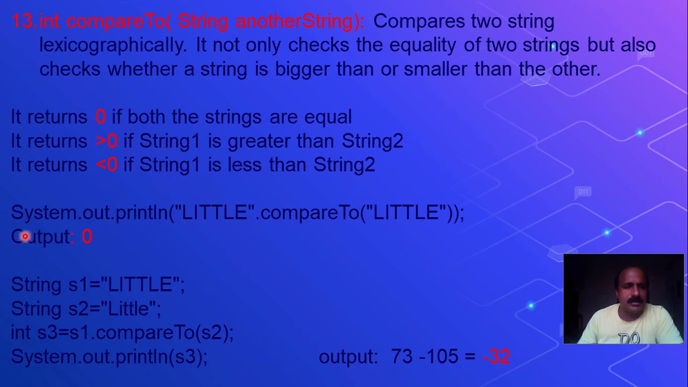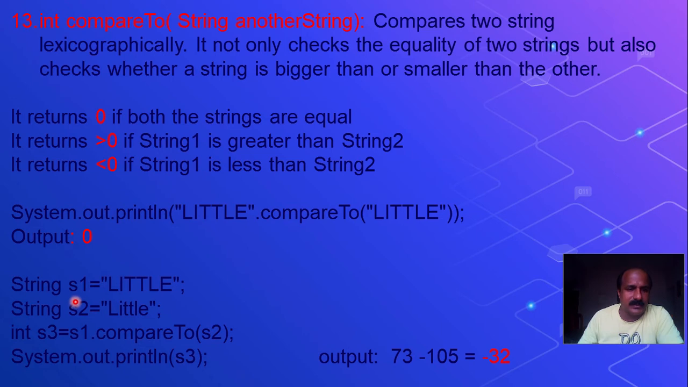Now see the examples. System.out.println("little".compareTo("little")). Here every character will be compared: L, L, I, I, T, T, T, T, then L, L, then E and E. So at the end all the characters are equal and length is also equal. So we can say the first string is equal to the second string. In that case, as per our definition, it will return 0.